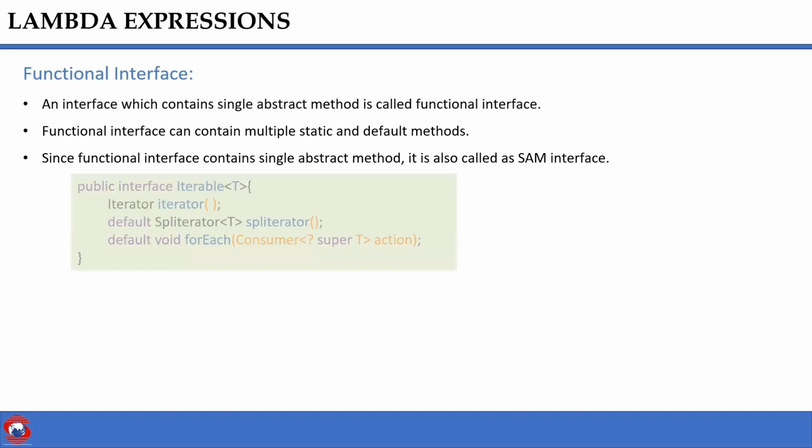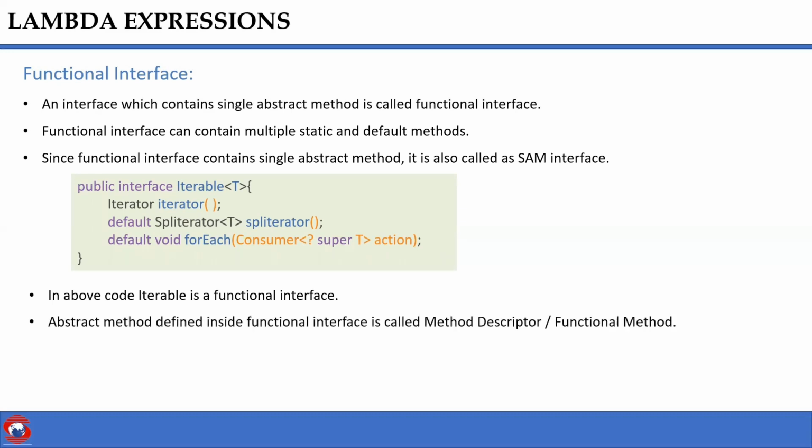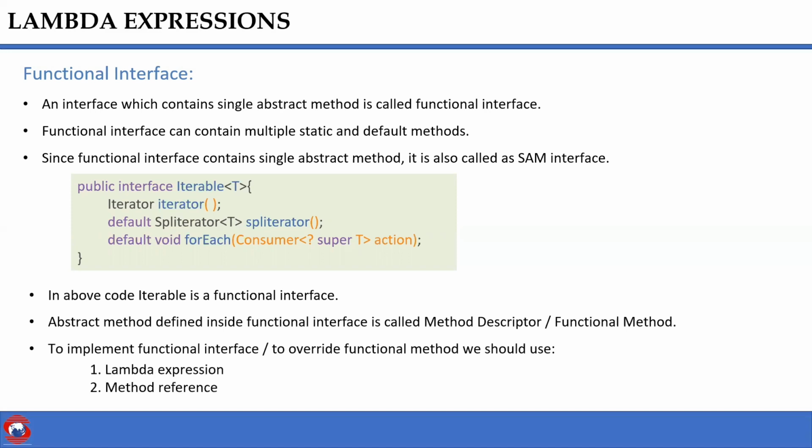Following is one of the examples of a functional interface. Here, Iterable is a functional interface which contains a single abstract method, iterator. An abstract method defined inside a functional interface is called a method descriptor or functional method. If we want to implement a functional interface or to override a functional method, we should use a Lambda expression or a method reference. So let us move further and let us know how to use Lambda expression.